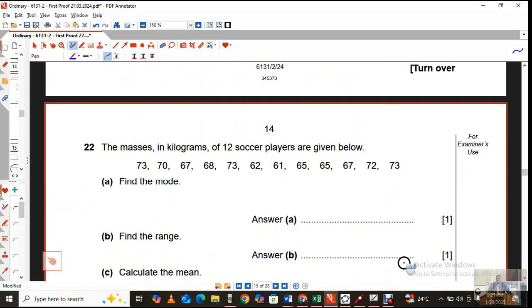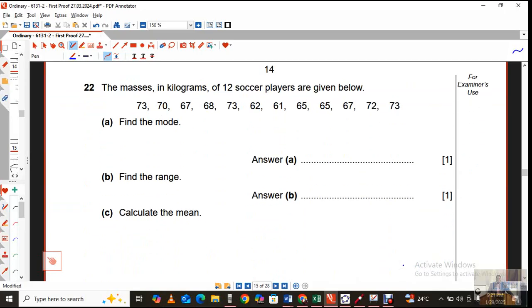Let's go to the next question. Question 22. The masses, how heavy 12 soccer players are in kilograms, are given below. If you count them, you will see there are 12. The mode rhymes with most. Mode, most, and it's 73. It appears 3 times. It's the only one that is appearing the most, so it's 73.